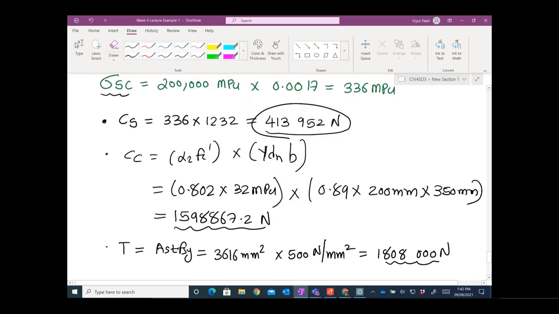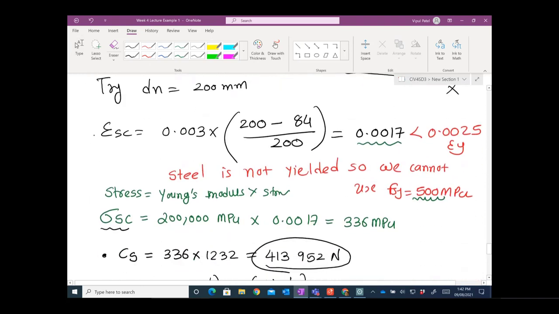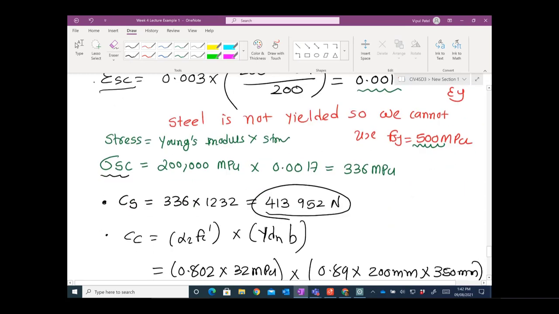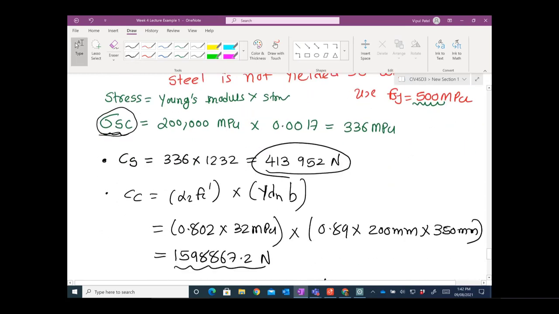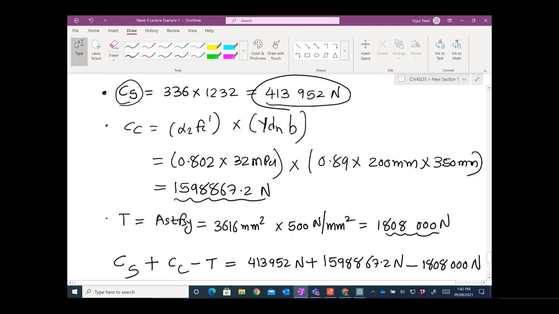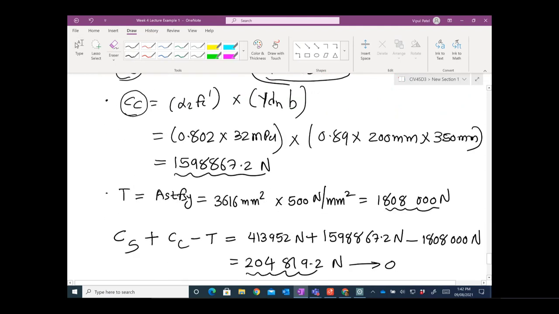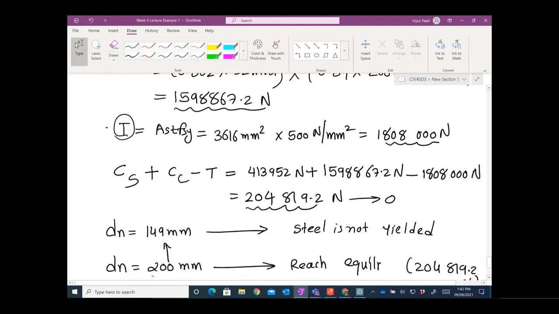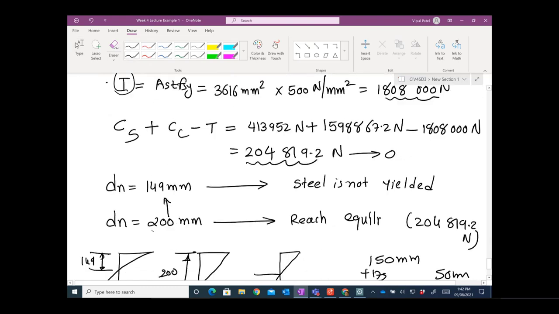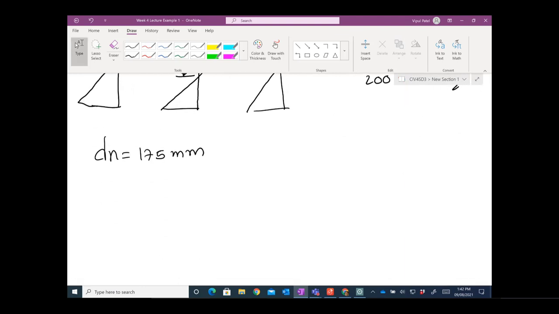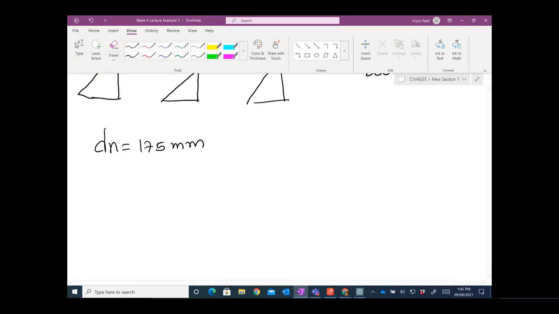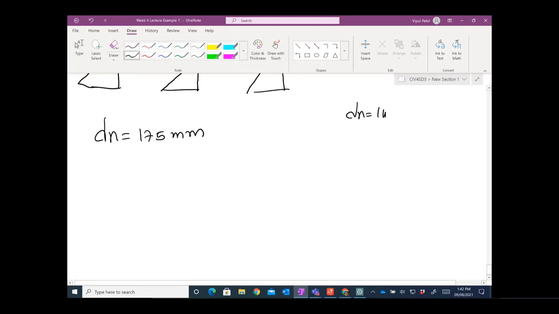Exactly the same steps we're going to follow. We calculate the strain in the top rear, then the stress in the top rear, then the force in the top rear, then the force in the concrete based on the new Dn, and we check whether we get zero or not. If we get zero, we accept that Dn and make all the checks again. We tried Dn equal to 149 millimeters, did not work. Dn equal to 200 millimeters, did not work. Now let's try 175 millimeters.